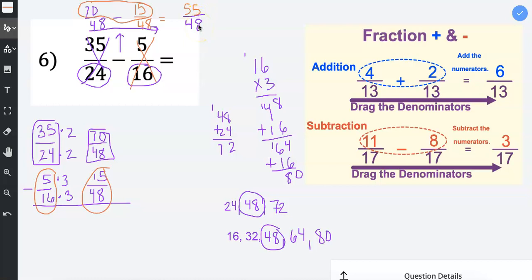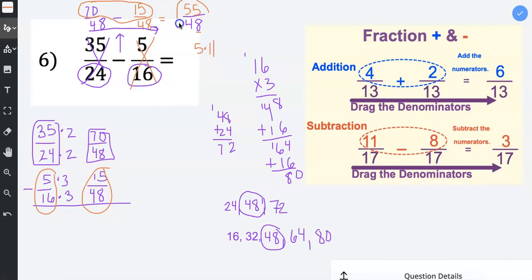Now I need to think about if I can divide this. If this can be simplified is what I mean. So 55 I can divide by 5, and I can divide by 11 because 55 is made up of 5 times 11. I can't break 55 down anymore. So I should just ask myself, can I divide 48 by 5? No, because it doesn't end in 5 or 0. The ones place is not a 5 or a 0. Can I divide 48 by 11? No. 11 times 4 is 44. 11 times 5 is 55. So 48 is not a multiple of 11. So this is as simple as it gets.